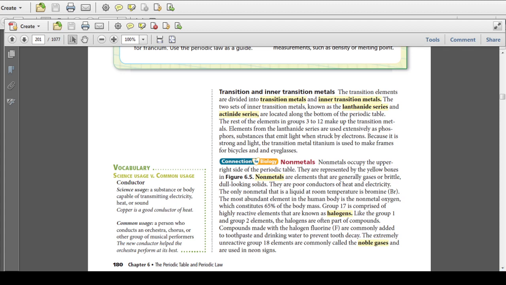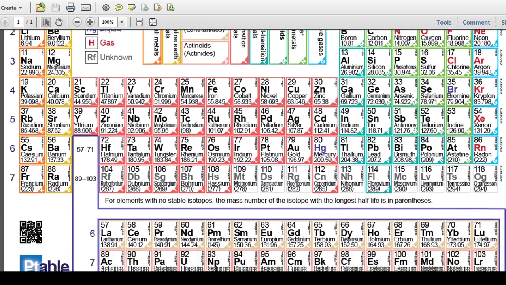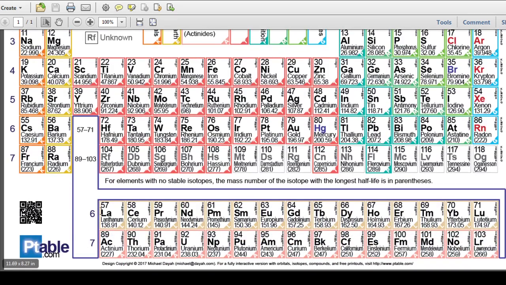Just to show you, if we were to look at the periodic table, these are your lanthanide and actinide series, starting with lanthanum and actinium, all the way down here, also known as your F block elements. And up here, these D block elements are what we call your transition metals. So these are your transition metals, and then these are known as your inner transition metals.